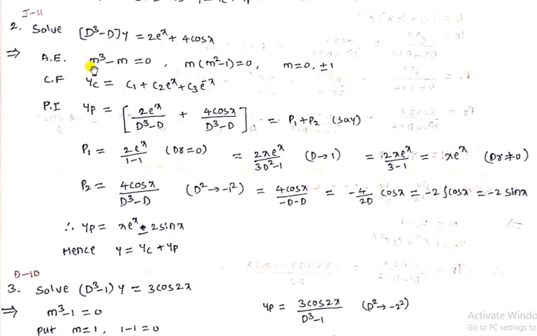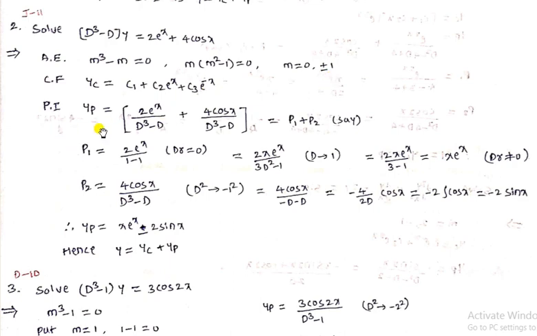So the equation is cubic, meaning it has 3 roots: 0, plus 1 and minus 1. All the roots are different, so therefore its complementary function is c1 e to the power 0x. 0x means its value becomes 1, therefore write here c1 only, plus c2 e to the power plus x plus c3 e to the power minus x.